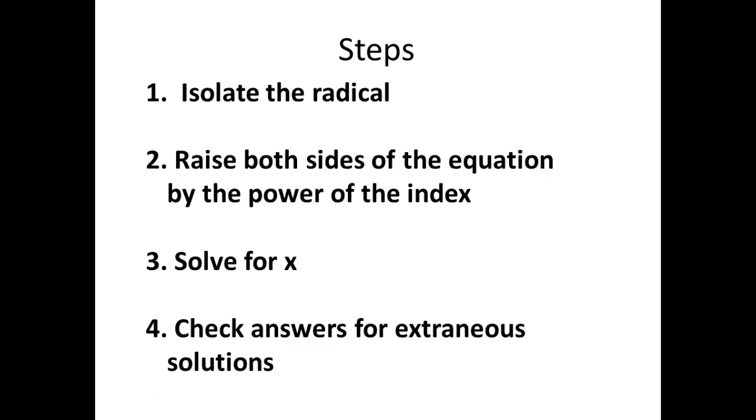In other words, if it's a square root, you're going to raise both sides of the equation to the power of 2. If it's a cube root, you're going to raise both sides by the power of 3, and so on. Then you solve for the variables, and last, don't forget to check your answers for extraneous solutions. A lot of you forgot to do that on the quiz and lost points because of it.